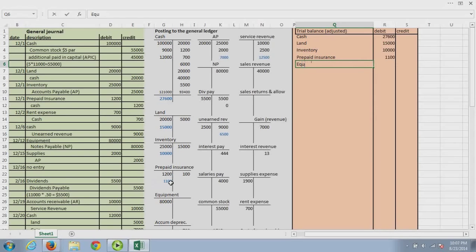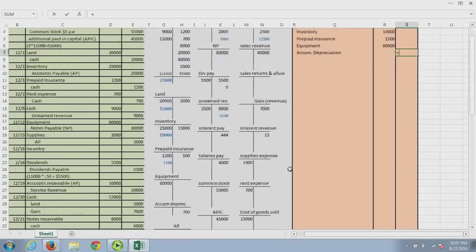Equipment, 80,000. Accumulated depreciation. I'm going to abbreviate, it's too long. Whoops. And that's got a credit balance. Contra assets have the opposite balance of assets. Contra accounts always have the opposite.